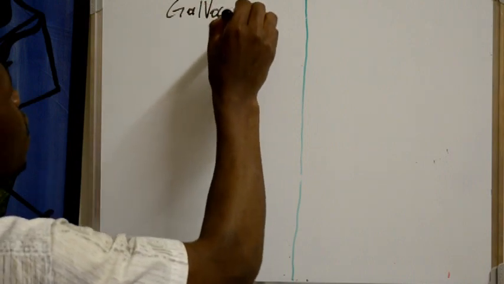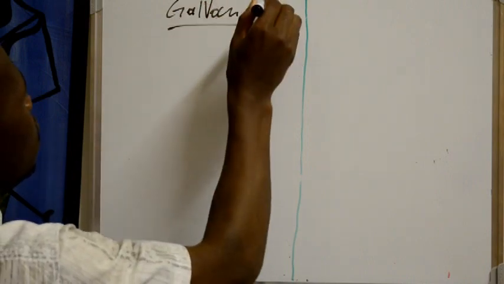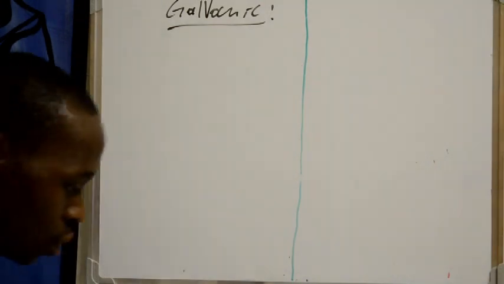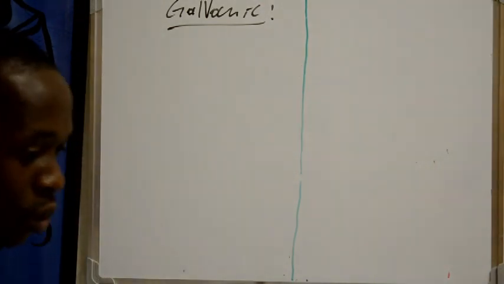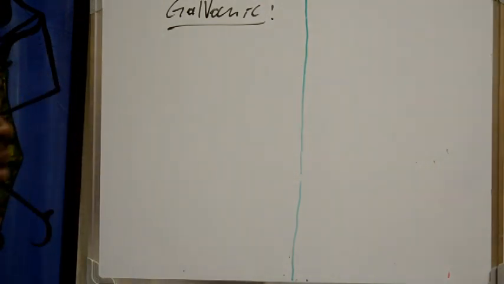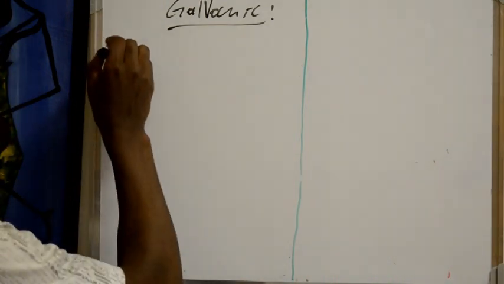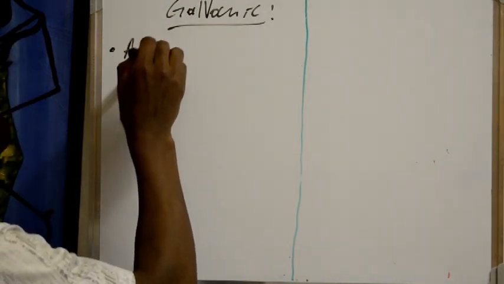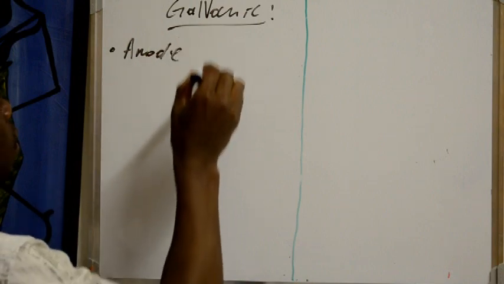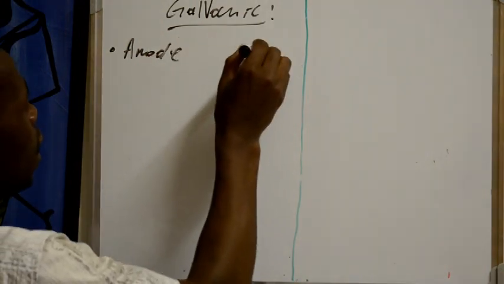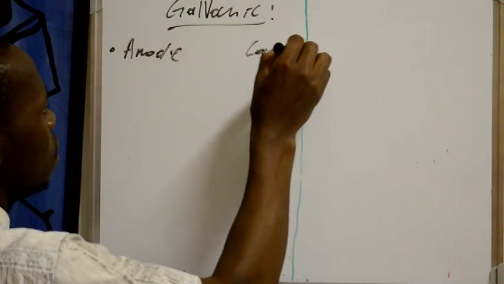A galvanic cell has electrodes. I believe you already know what a cell is, so I'm not here to explain the meaning or definition of a cell. I'm just going straight to a galvanic cell. A galvanic cell has an anode and a cathode. Two things.